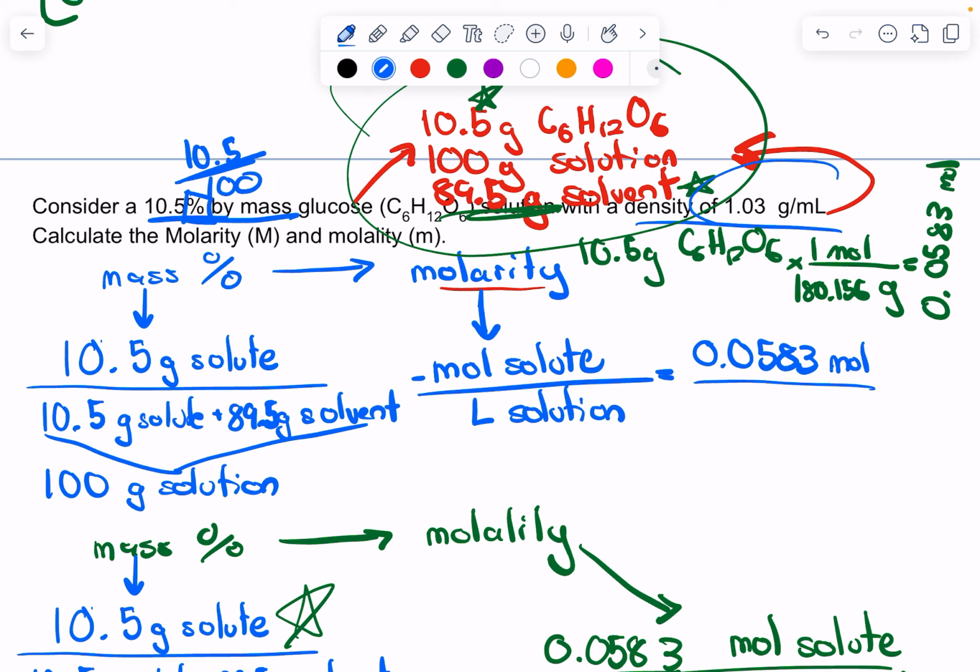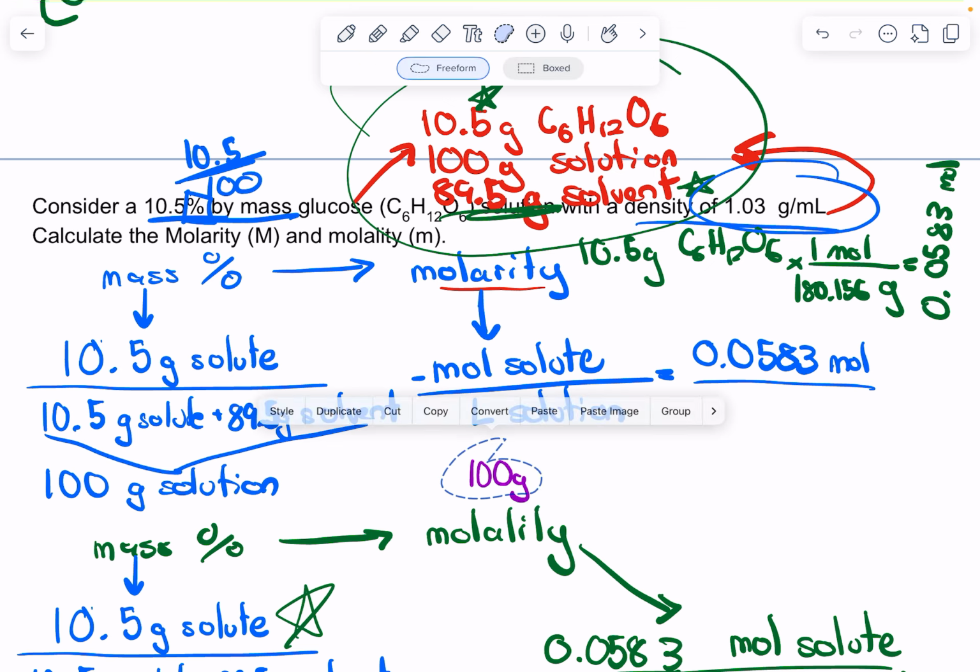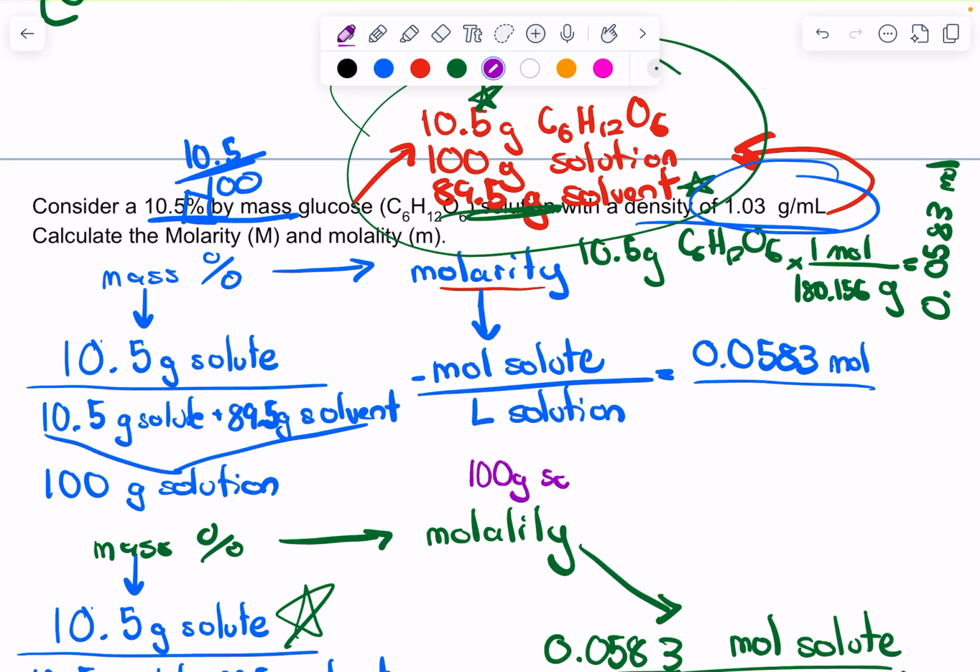But they told us the density, which converts grams to milliliters, and then we could convert that to liters. So I'm going to do this one in purple, again, just to offset things so we don't get confused as to what part is what part. So I'm going to take the 100 grams of solution. I'm going to use the density. Now I have to flip it. It's 1.03 grams per 1 mL. So I have to flip that.